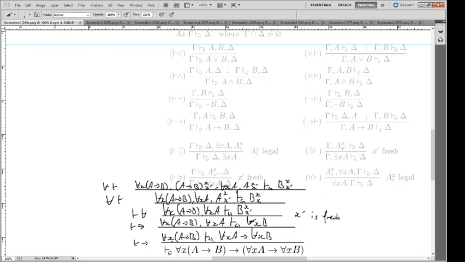Oh yeah, and I forgot to write that. It's important to write that the substitution is legal. So here we write that A with x prime is legal, and here this substitution is legal. And again, it's legal because A implies B is bound by the for all x quantifier. So substituting x is legal.